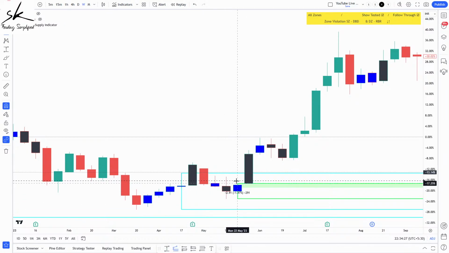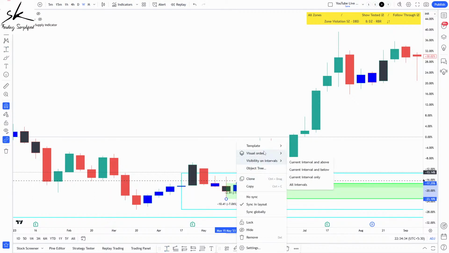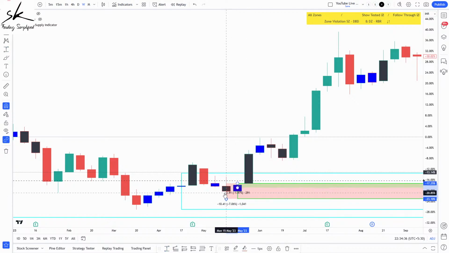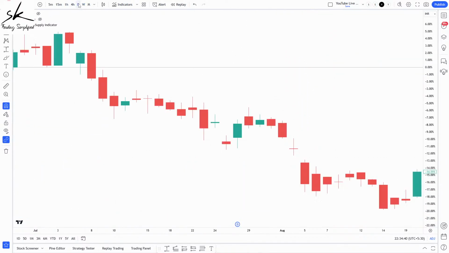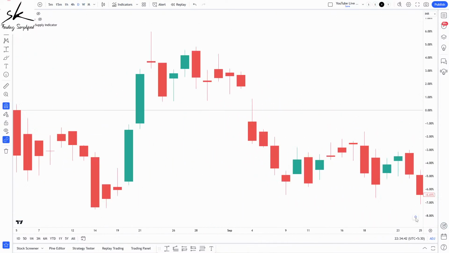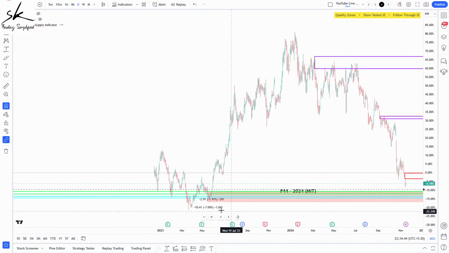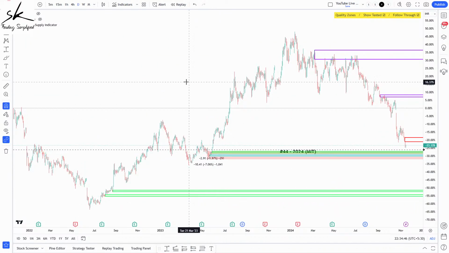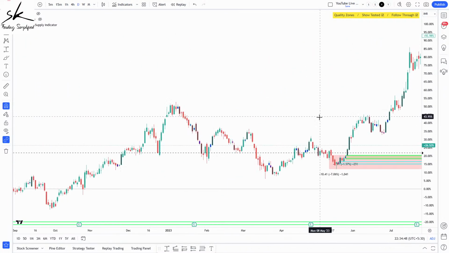So let's draw this drop based rally. But this time I'll use a different color so that we can differentiate between the two. So the one in pink is my intermediate time frame zone, the one in green is my lower time frame zone. So is my lower time frame zone inside my intermediate time frame zone? The answer is yes, and that is what we call a coinciding level.